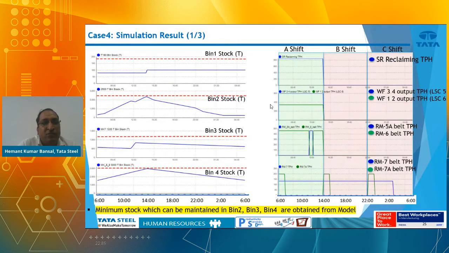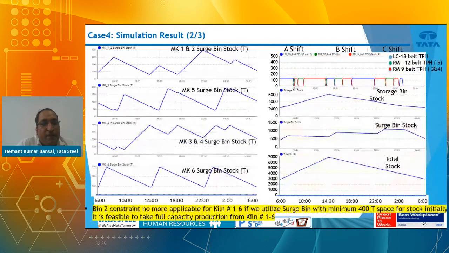So we also obtained the minimum stock which can be maintained in bin 2, 3 and 4 from the model. And for bin 2, we have seen already that the bin 2 constraint is no longer applicable for mill number 1 to 6 if we utilize the surge bin with at least 400 ton space for stock initially, and it is feasible to take full capacity production from mill number 1 to 6.